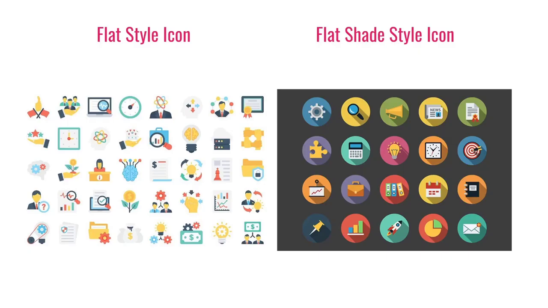So here is an example of the icons. You can see the flat style and the flat with shade style of icon. The difference between these two is that this one is just a flat design with maybe 3 or 4 colors, while in this one we can see that they create shadow or shade on each of the icons, so it creates quite a 3D effect.